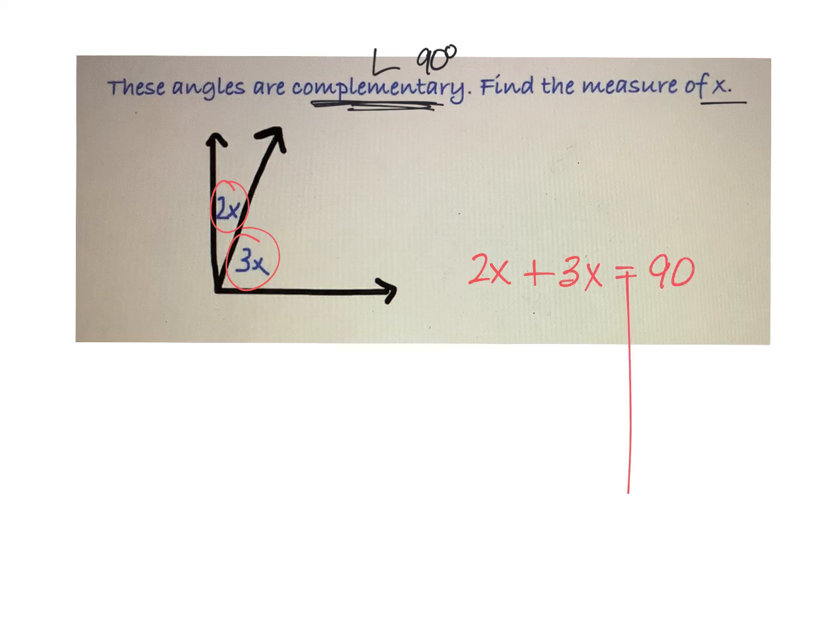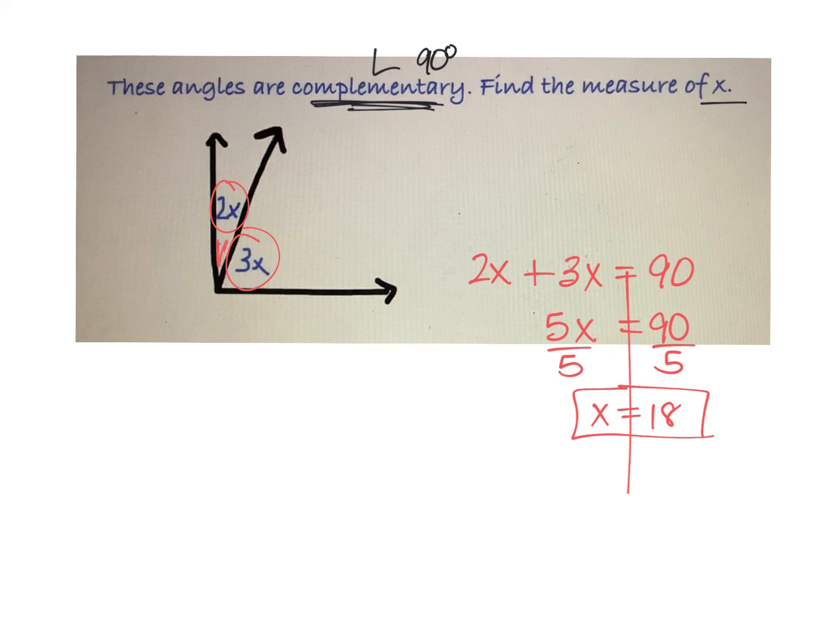All right, I just wrote an equation. Now let's try to solve it. So if I have 2x plus 3x, that's 5x equals 90. I just have one more step. Divide by 5, which gives me x equals 18. Okay, now my answer is not 18. I want to know what each of those angles measures.